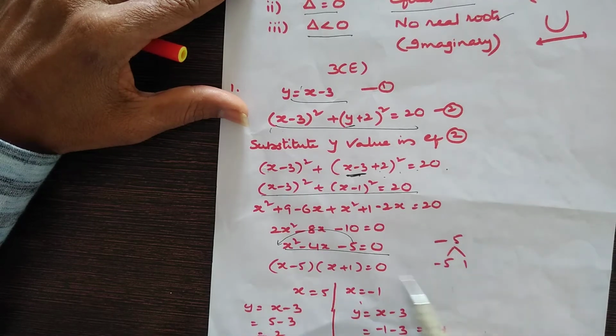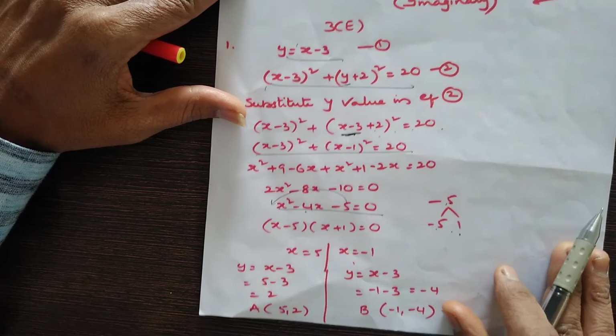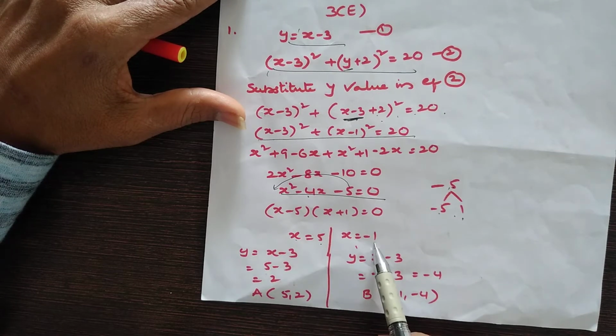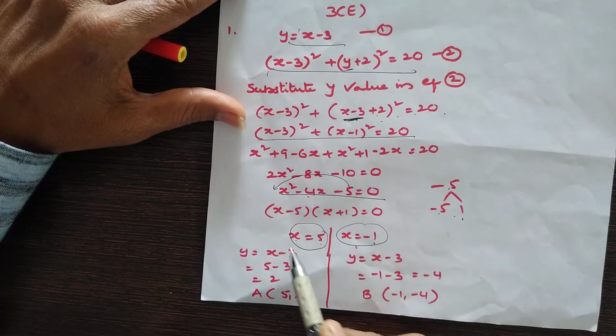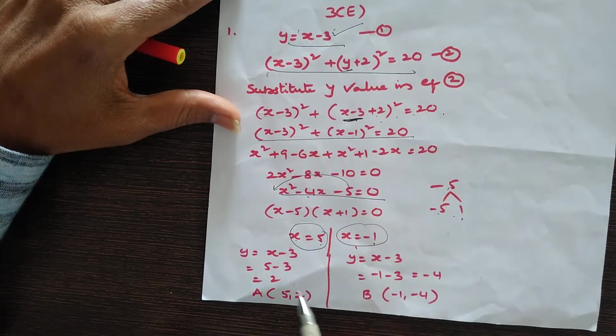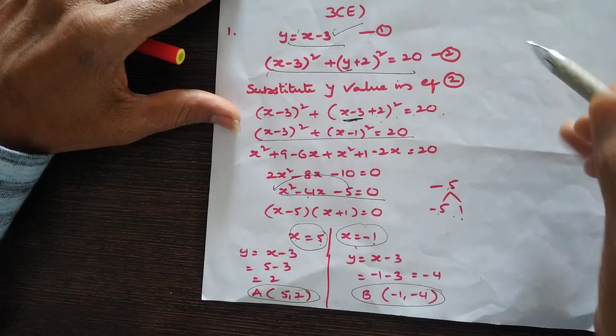Minus 5. When you split into two factors, the sum should be minus 4 and the product should be minus 5, so minus 5 comma 1. You will get x equals 5 and x equals minus 1. These are the two values we got. If x equals 5, substitute in this and you will get one point. If x equals minus 1, you will get one more point. So these are the points of intersection.